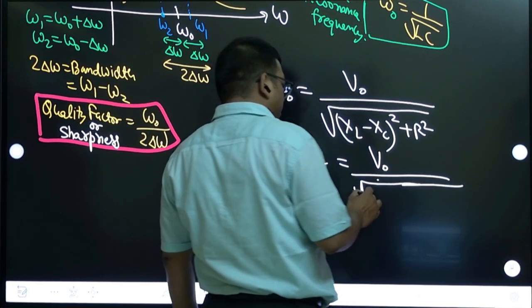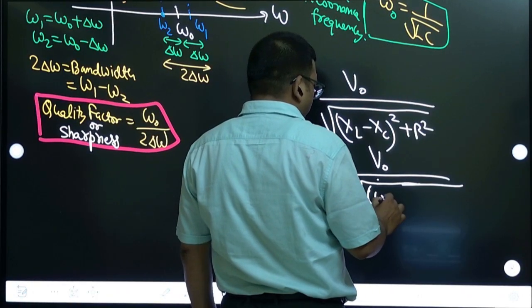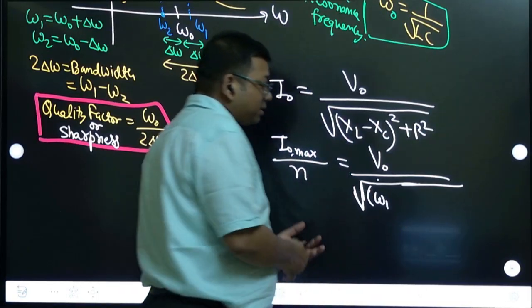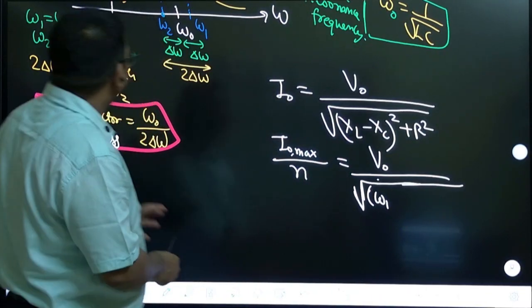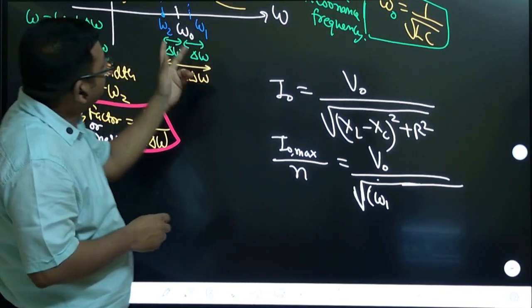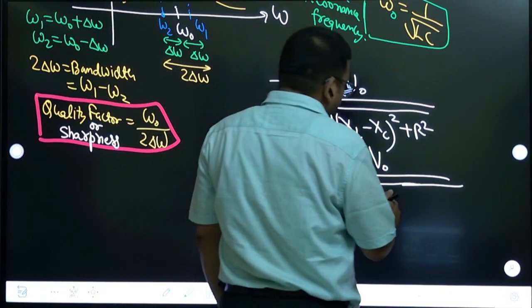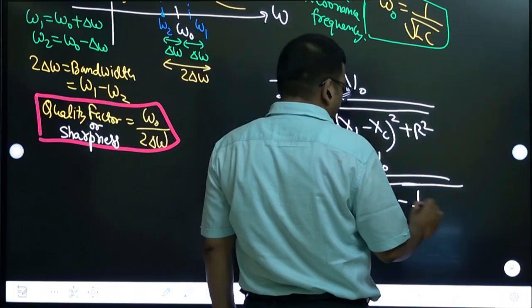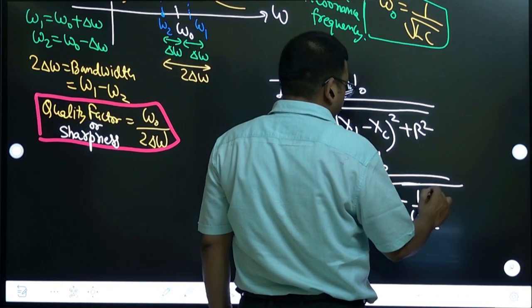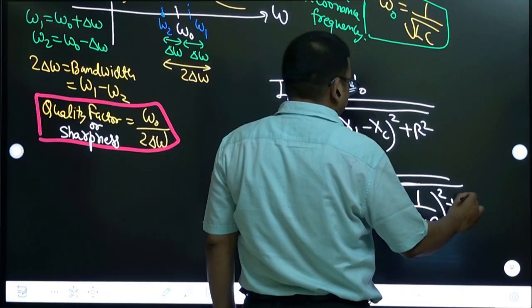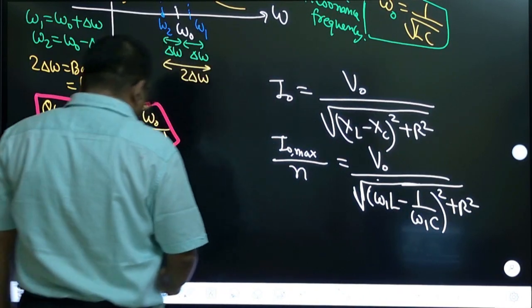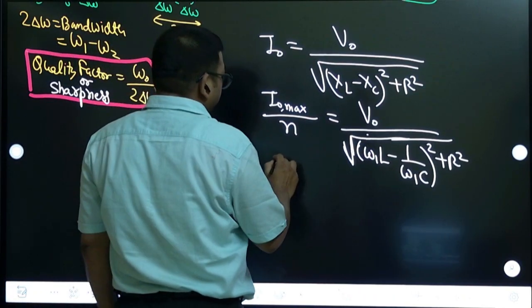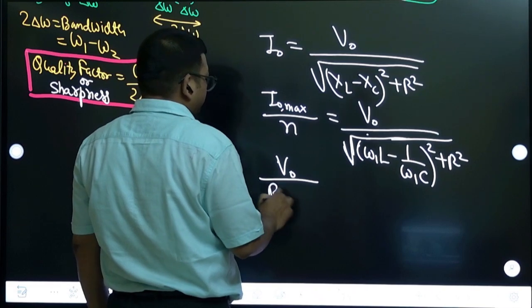Let us substitute XL as omega 1 at that frequency, because you can substitute either omega 1 or omega 2, since the same value of current occurs at either of these two frequencies. Let us put root under omega 1 L minus 1 by omega 1 C whole square plus R square. And for I naught max, now you substitute. I naught max value is what? I naught max value is V naught by R.